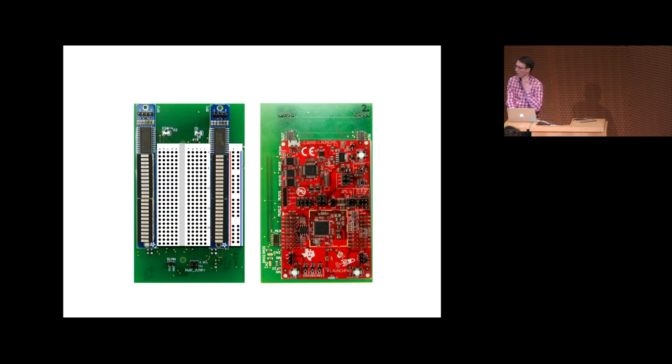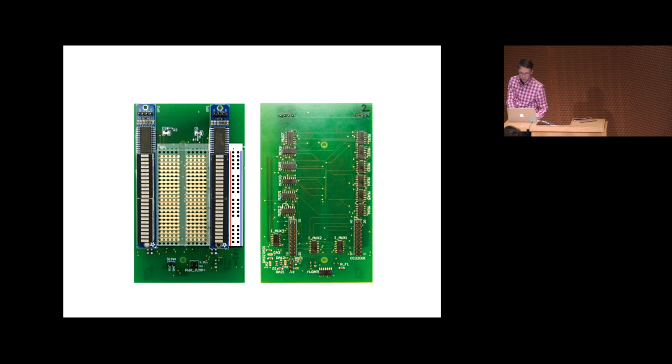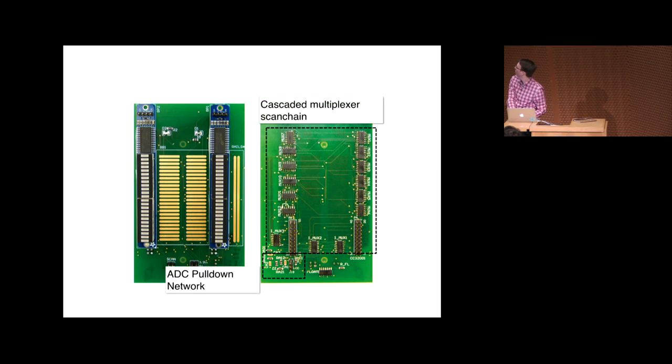Microcontroller, just a standard off-the-shelf, $10 board, goes on the other side, and then we just have this scan chain of cascaded multiplexers so we can get to every row. And then finally, we have a pull-down network to get the voltages into a reading that the microcontroller can deal with.